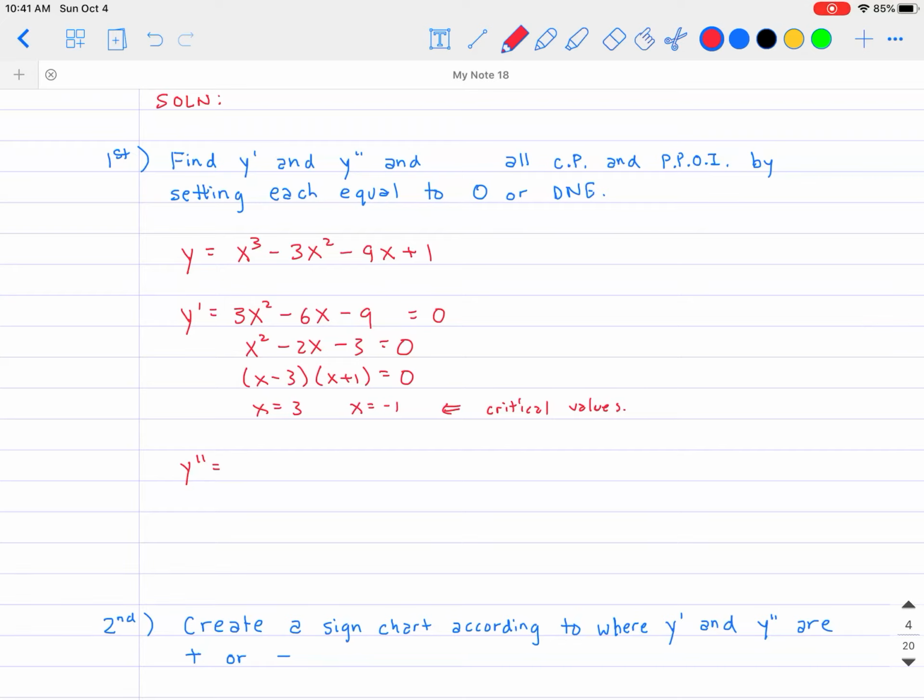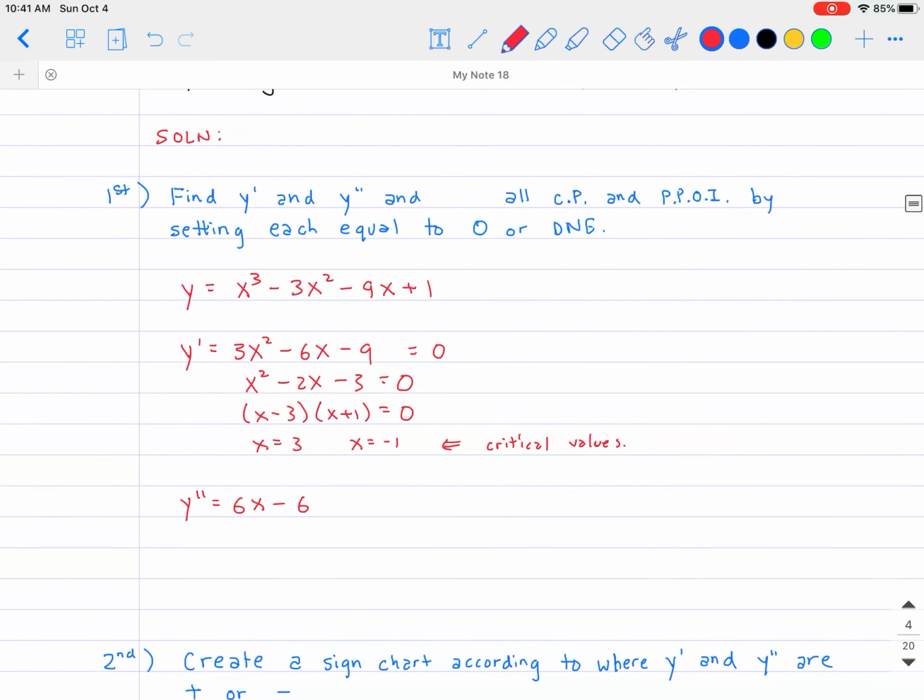Okay. Next, I am going to do the same thing with y double prime, because now we're going to introduce the possible point of inflection. So taking the second derivative, that's going to give me 6x minus 6 over here, if I'm looking at it correctly. Yes, and then we have to set that equal to 0. And we now get x equals 1. And that is going to be our possible point of inflection. And I can tell you right now that we will actually have a point of inflection at x equals 1 because y double prime is a linear function.